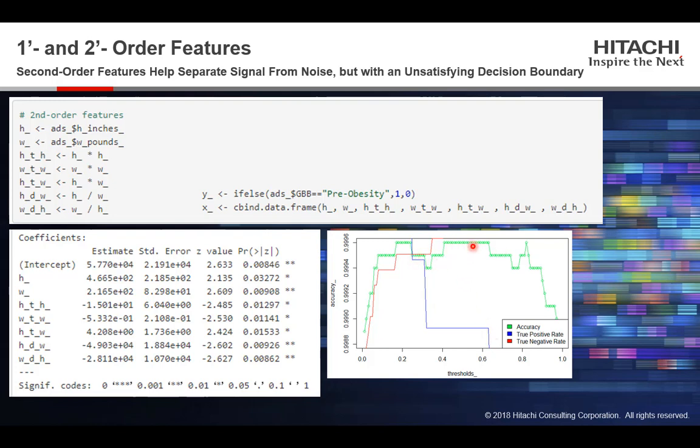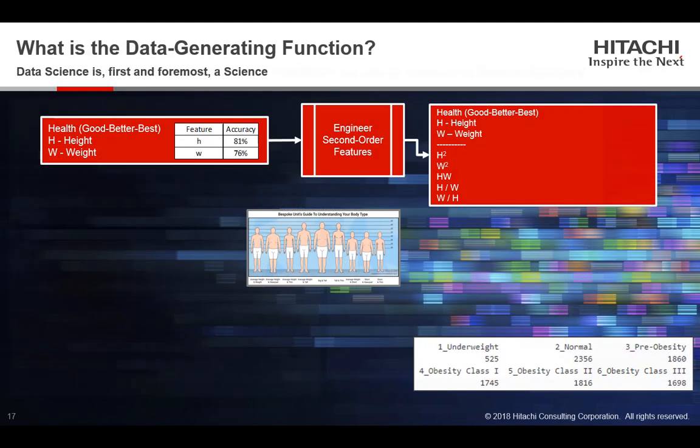The accuracy, although it can be very good at times, is having trouble getting there, and it's choppy and unstable, and that's not the kind of decision surface you would like to see. So we need to do some science, and so here's what we're going to do.